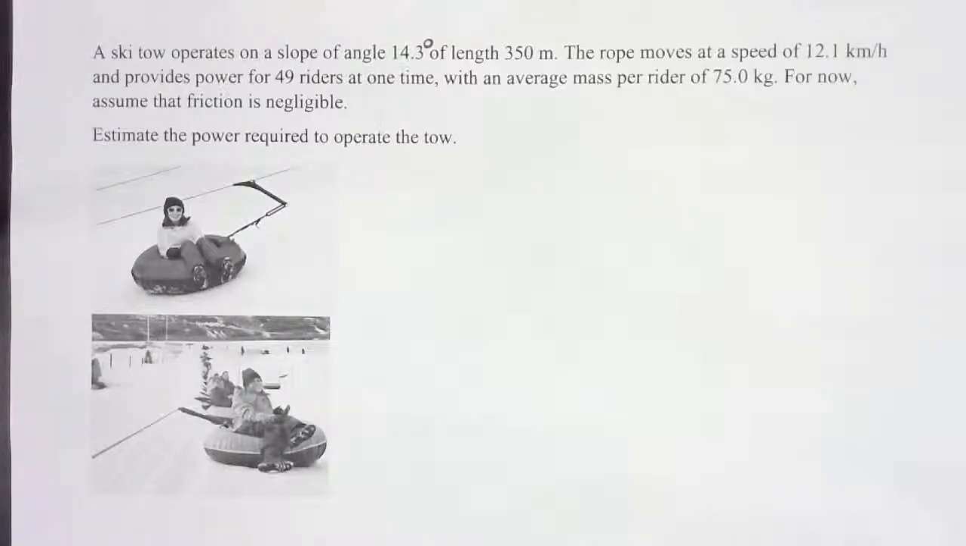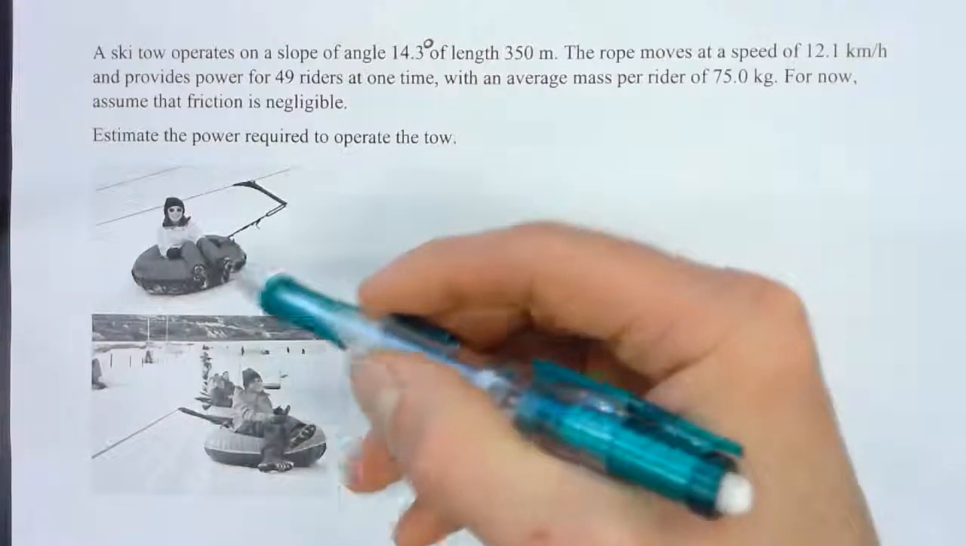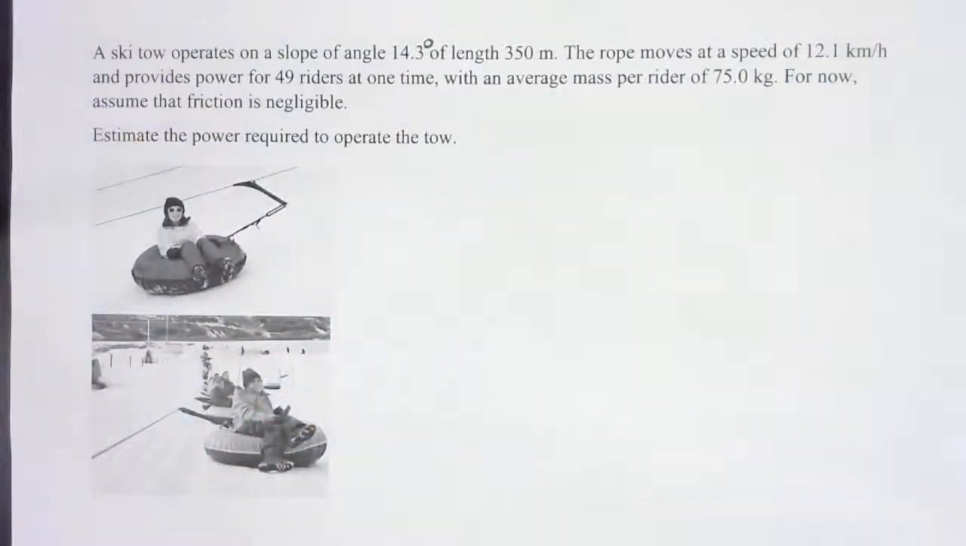The rope moves at a speed of 12.1 kilometers per hour and provides power for 49 riders at one time, with an average mass of 75 kilograms. And for now, we're going to assume friction is negligible, so it's pretty easy. And we have to estimate the power provided to operate that tow. So there's a picture. These are tubers being pulled by a tow rope, so you have an idea what's going on.